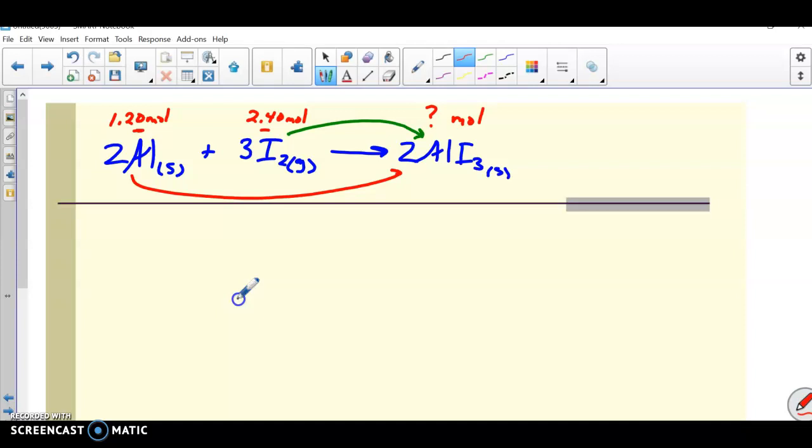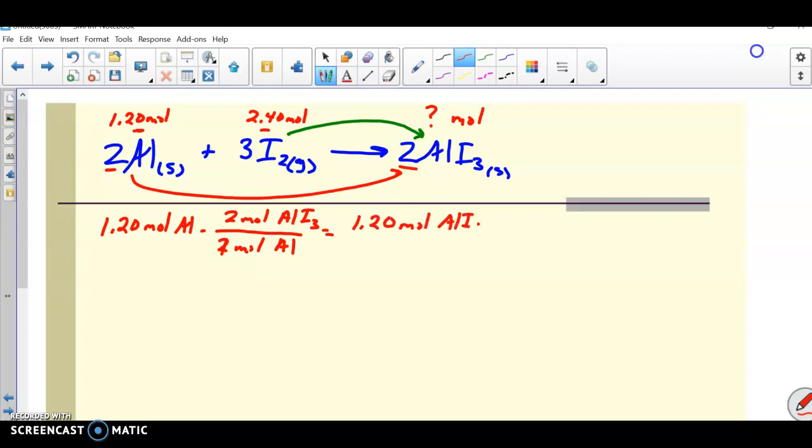And they ask for this in moles, so we're just going to use moles. So it's 1.20 moles of aluminum times, oh, this is nice, it's not a 1 to 1 ratio, so we have 2 moles of AlI3 to 2 moles of aluminum. We can see it's going to end up to be 1.20 moles of AlI3. Okay, so 2 to 2 is a 1 to 1. So this is problem A.